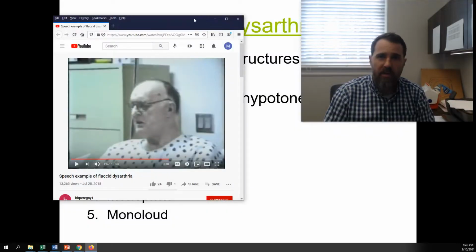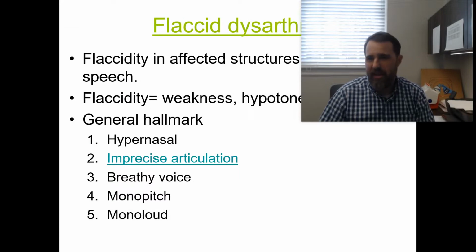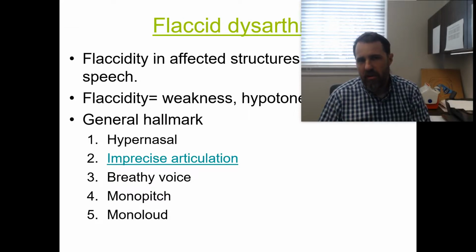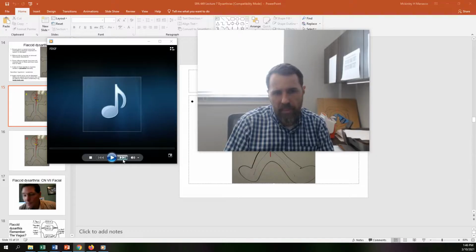Okay. All right, and in those two examples, in the first one, you're able to hear a good bit of hypernasality, so much so that it was sort of undermining his articulation. It's hard to understand much of what was going on. But this individual, on the ta-ta-ta-ta-ta-ta-ta, you were able to hear the imprecision of the articulation. Here's another example of a flaccid dysarthria.